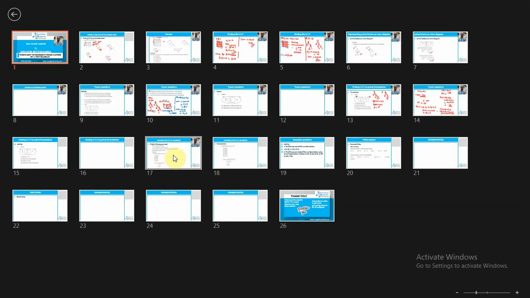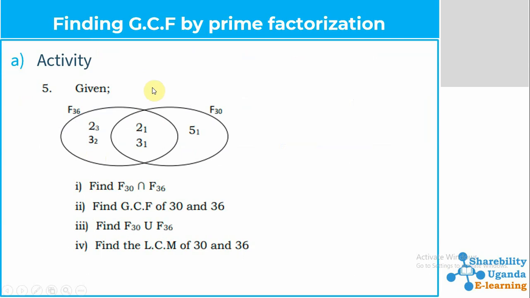We shall continue with our recent topics or questions. Today we shall start with this question, which is more about prime factorization, especially when presented on a Venn diagram. Here is our question, question 5.